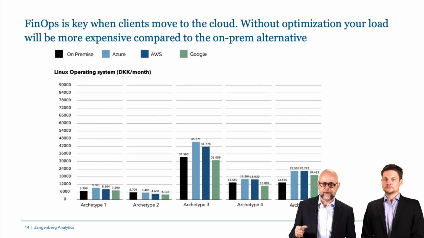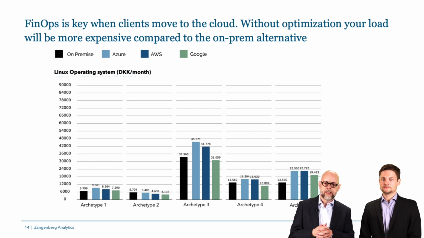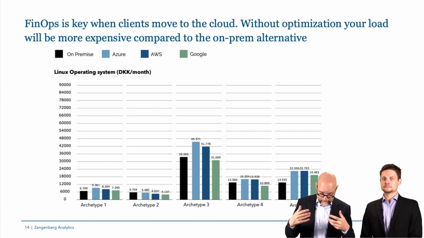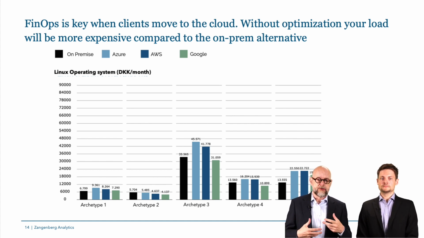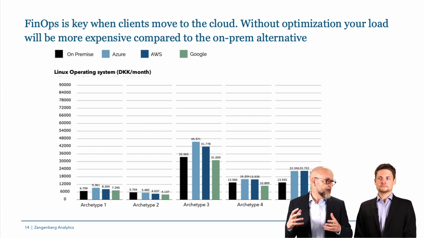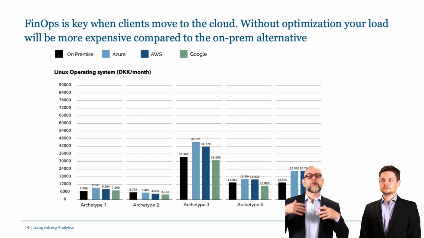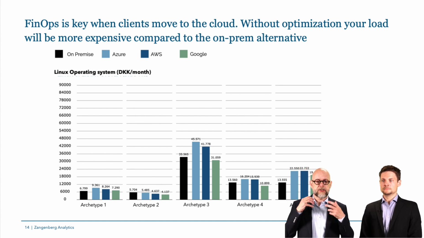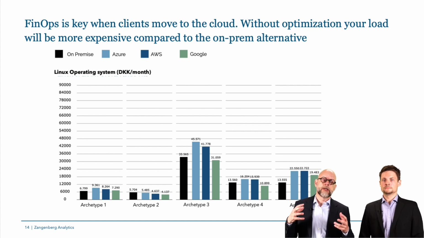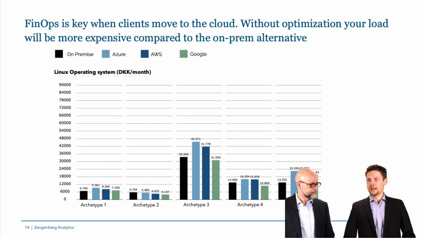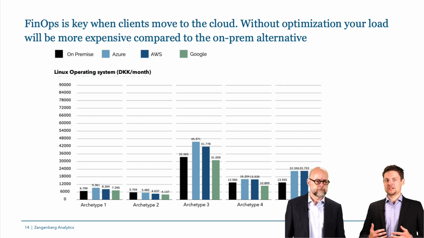It's a little different if we are on the Linux operating system, but the overall pattern is still the same. There's no real saving except for a few cases in moving things to the cloud one-to-one. So you need to optimize. FinOps is key when you move stuff to the cloud, because otherwise your cost will spiral out of control and it will become more expensive than you're used to. I just have one thing to point out, it's not always cloud, it should be cloud right.